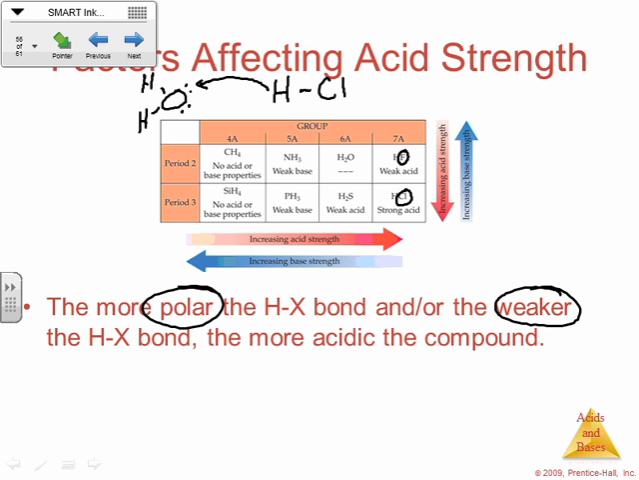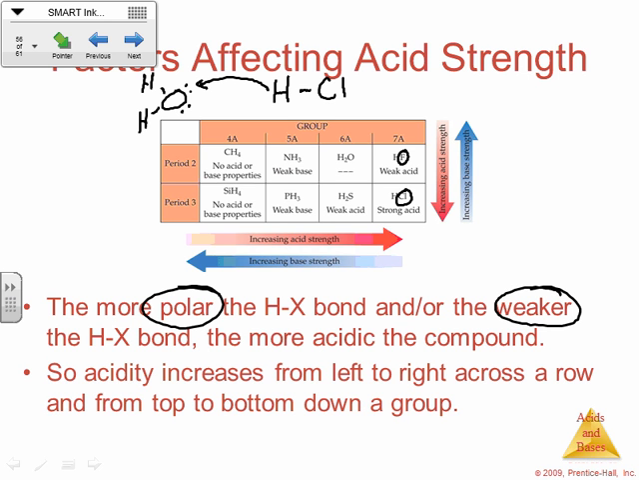And again, that kind of explains why you go far to the left on the periodic table, and now you're dealing with the things that can attach to hydroxide and be bases. Okay. So that's that.